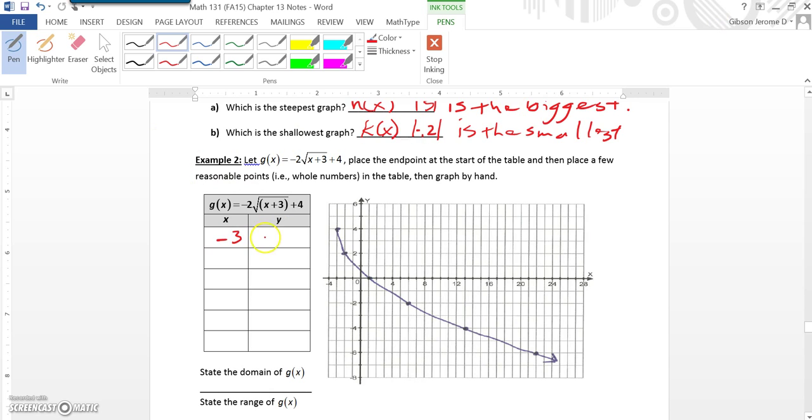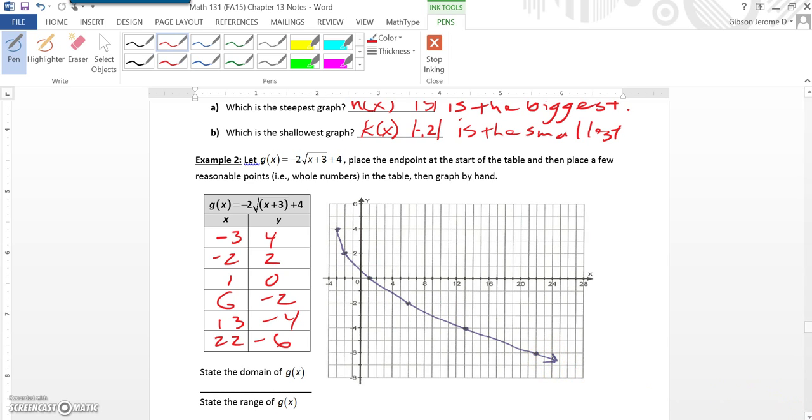So those would be the values I would use. So it would be negative 3, 4, negative 2, 2, 1, 0, 6, negative 2, 13, negative 4, and finally we had 22, negative 6. And this is a visual representation of the graph.